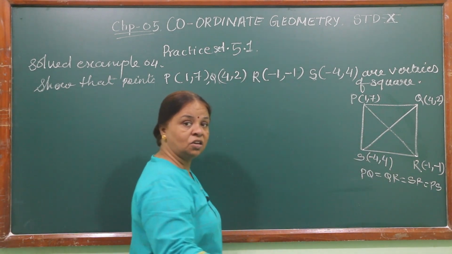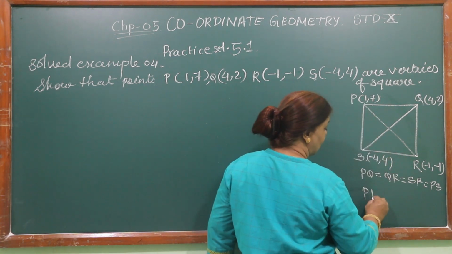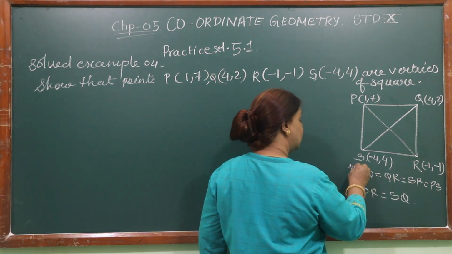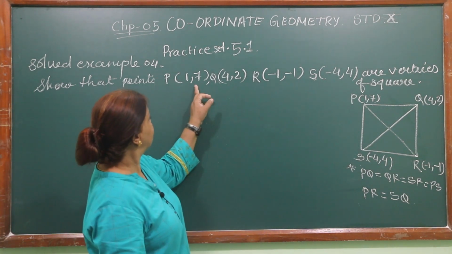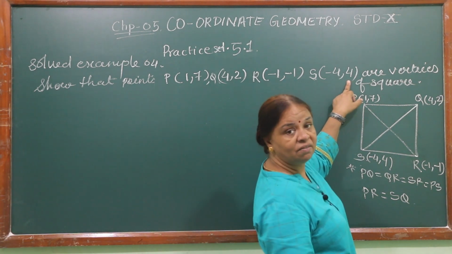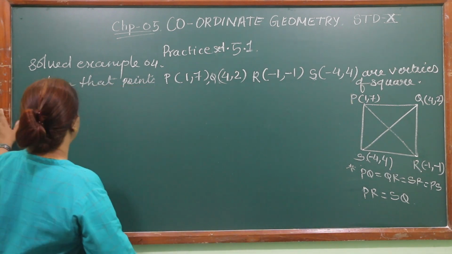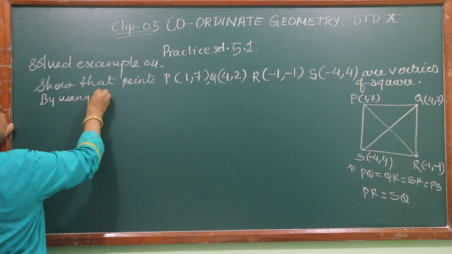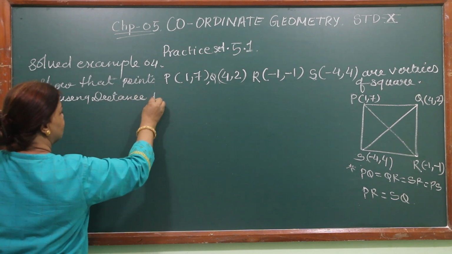Another characteristic of a square is that the diagonals have to be equal. What is a diagonal? PR equal to SQ. We need to prove this. And if we can prove this, then we can say that (1, 7), (4, 2), (-1, -1) and (-4, 4) are the vertices of a square. Let us prove it by distance formula, children. It is very important to mention how you are proving it, by distance formula.